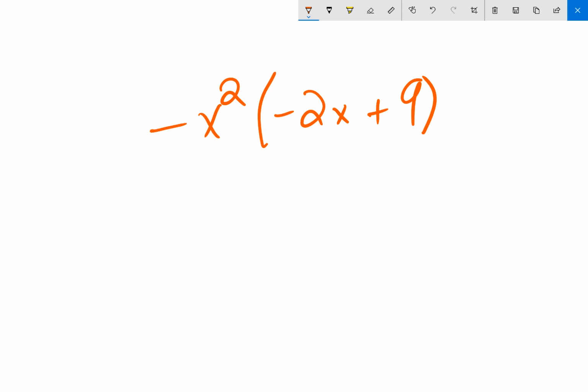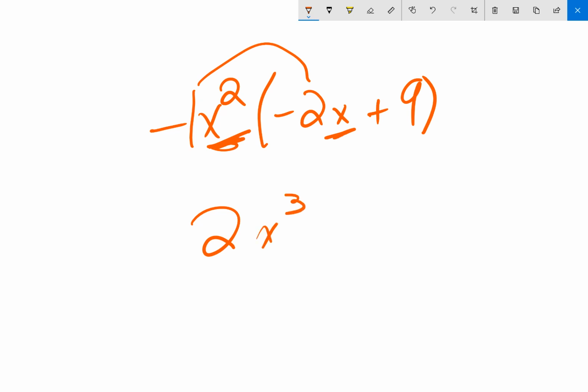So all we're going to do here is just distribute. We're just multiplying. So when I take a negative x squared times negative 2x, this is a negative 1 times a negative 2, which makes it positive 2 to begin with. And then when I combine these x's together, an x squared times an x makes an x to the third.